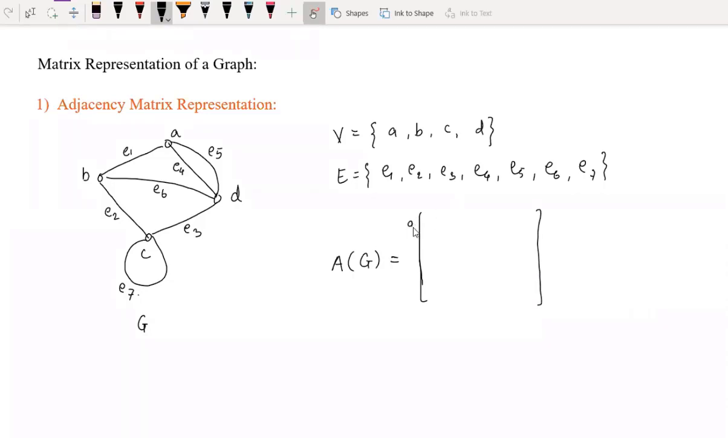That means the first row is the first vertex, I'll say A, the second row is the vertex B, the third row is the vertex C, and the fourth row is the vertex D. Similarly, column wise also, the first column is for the vertex A, the second column is for the vertex B, the third column is for the vertex C, and the fourth column is for vertex D. So it is a 4 by 4 matrix because adjacency is always between two vertices. So that's why the row also represents the vertices and the column also represents the vertices.